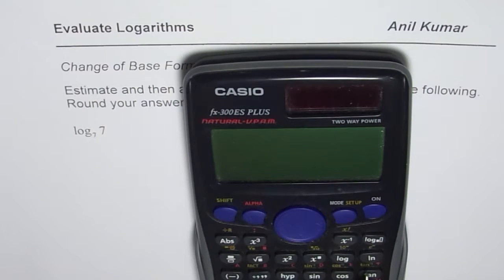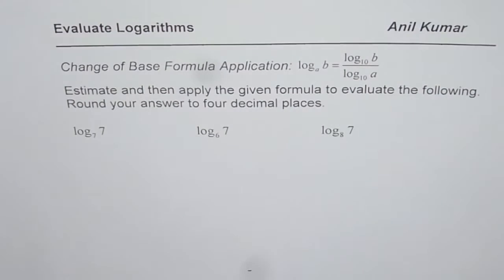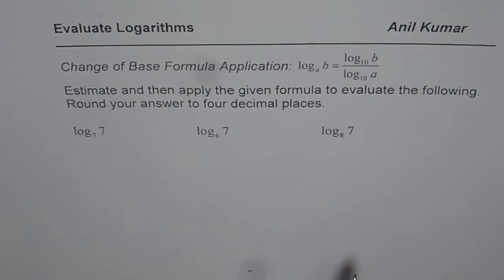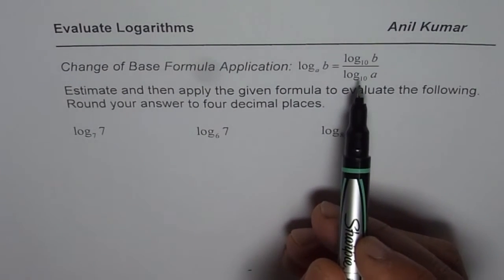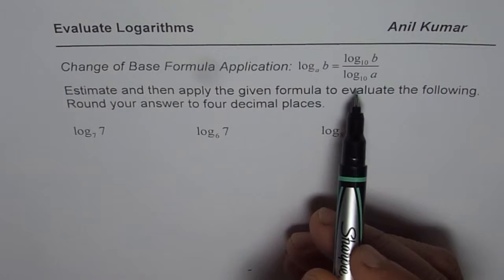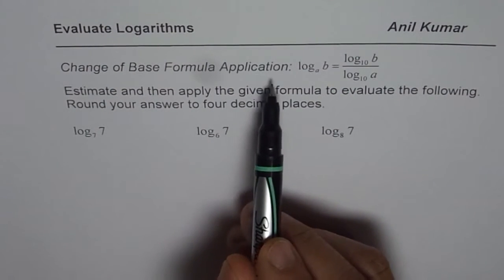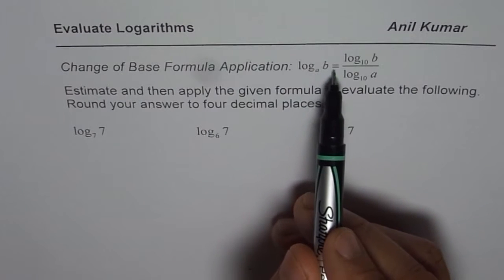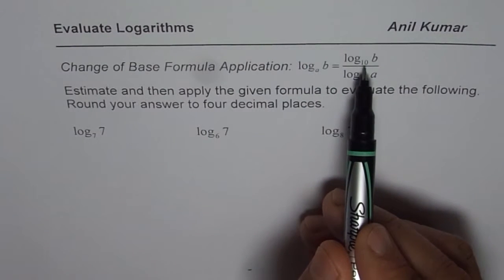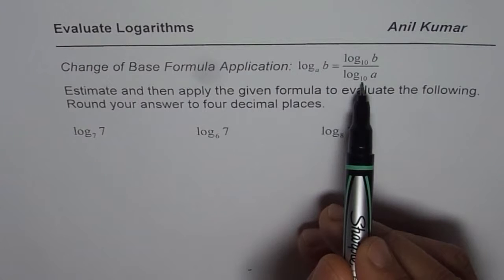Now, how can we do the logarithm of any expression which does not have a base of 10? Well, we need a formula to change its base, and that is what we are going to explore in this video. So here we have a change of base formula for you. We will derive this formula in the coming videos. The formula to change the base is log a of b is equal to log to the base 10 of b divided by log to the base 10 of a.